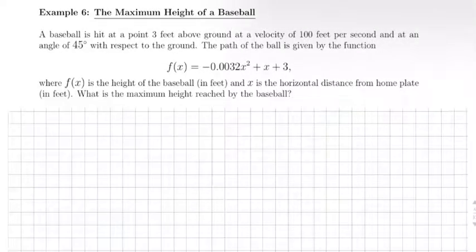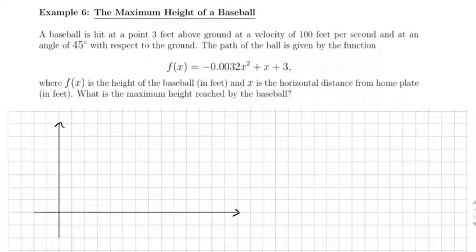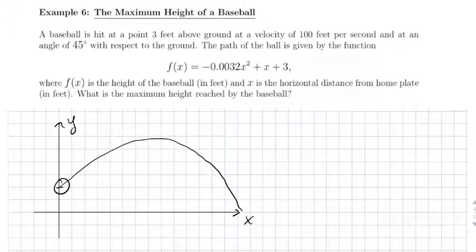So let me see, a baseball is hit at a point 3 feet above the ground. Again, this isn't drawn to scale, we're just trying to get a sense of what's going on. Positive x and positive y. So say we started here, and that's where the ball is hit. It goes like this. So this is our ball, and it follows this path. And say that this is 3 feet. From the ground to here, it's 3 feet.